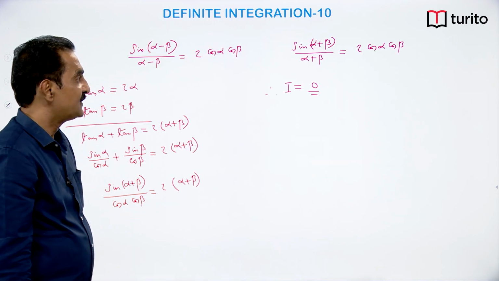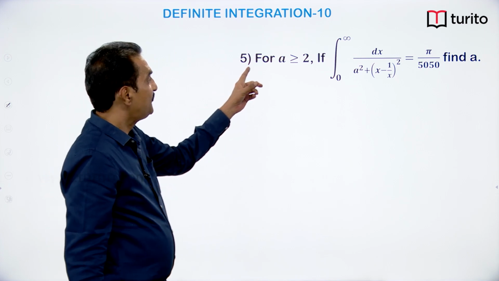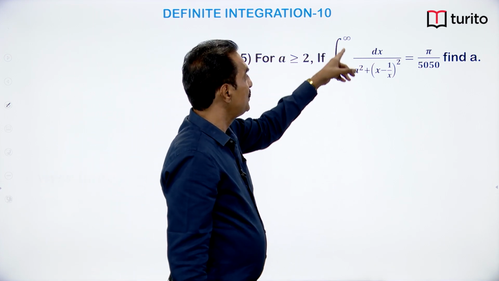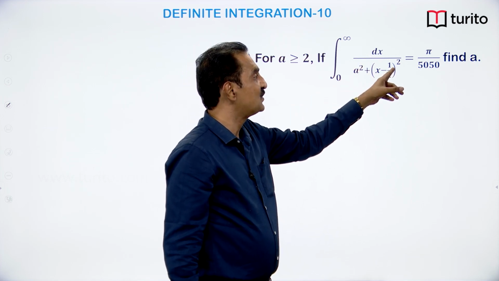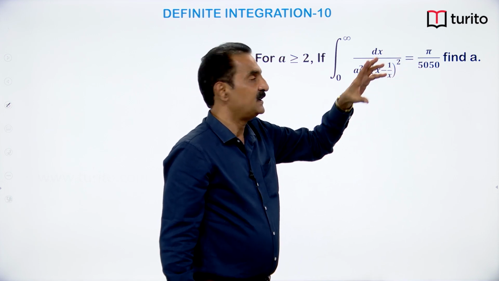Now, next question. If for a greater than or equal to 2, integral 0 to infinity dx by a square plus x minus 1 by x whole square is equal to pi by 5050, then find a.